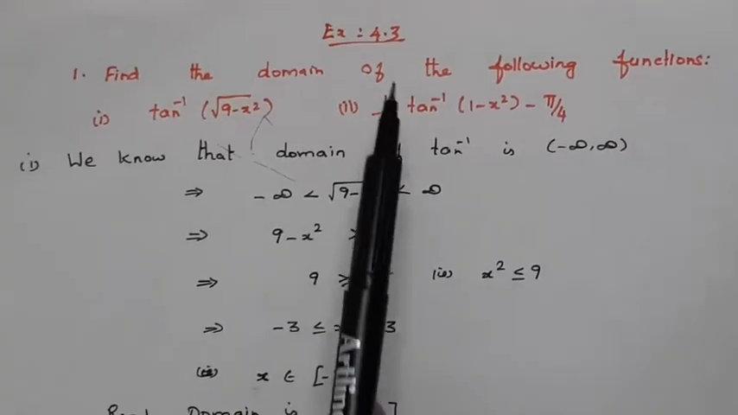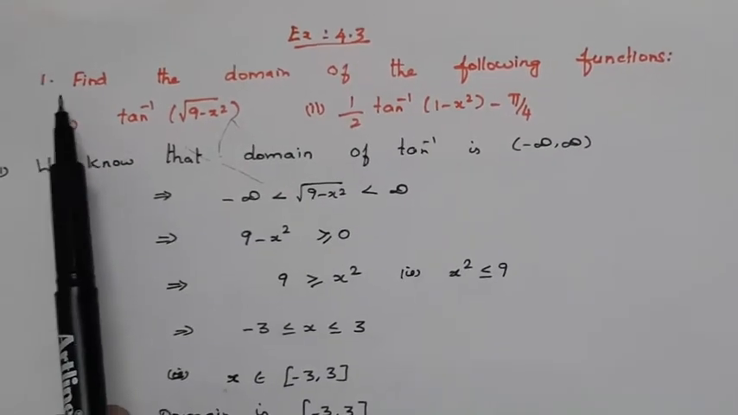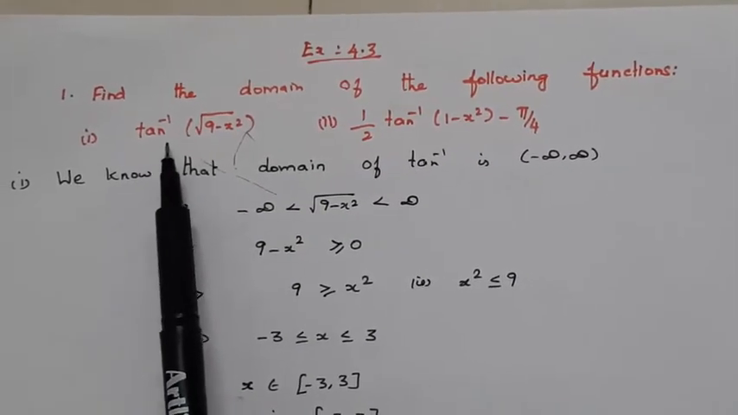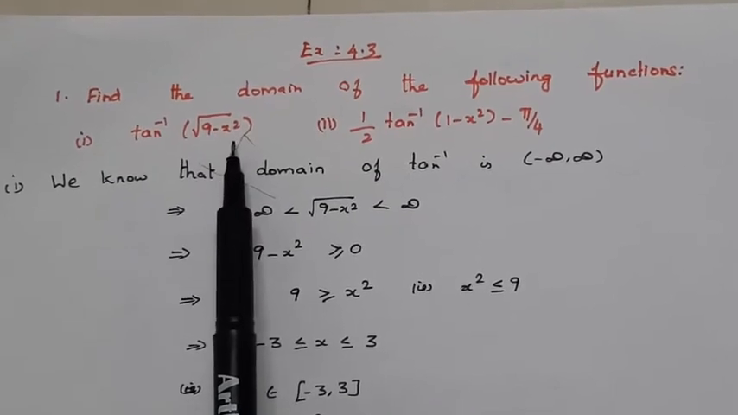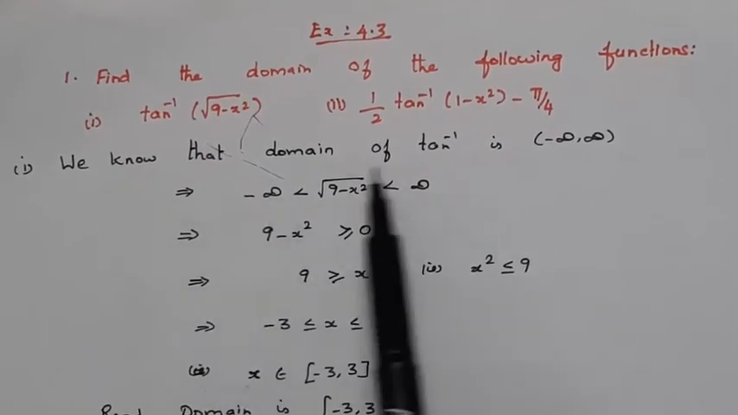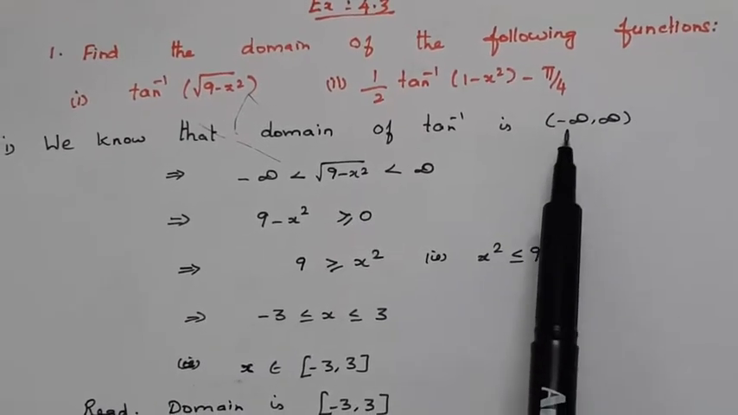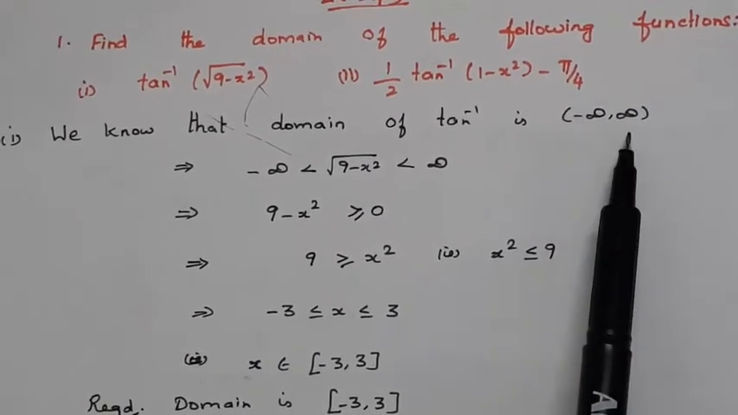Now let us go to exercise 4.3. The first question is find the domain of the following functions. The first one is tan inverse of root of 9 minus x square. Okay. You know that the domain of a tan inverse function is the entire real number, that is from minus infinity to plus infinity, open interval.